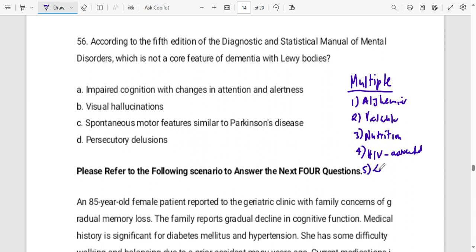You also have Lewy body dementia, and here you are basically having an accumulation of two proteins, alpha-synuclein or ubiquitin. So specifically for this one, it has what they call core symptoms. Now remember, in Parkinson's disease, there is also the accumulation of these Lewy bodies. So in Lewy body dementia, the core symptoms are three.